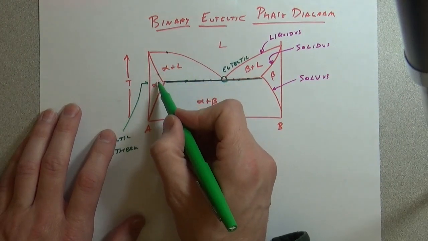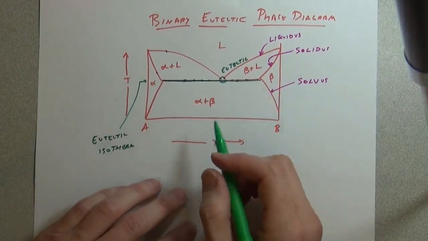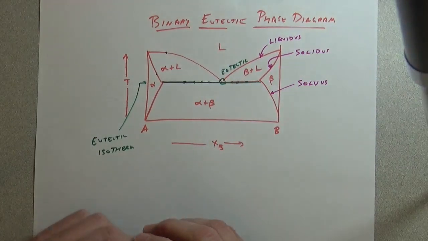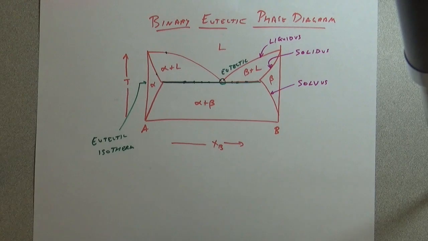In contrast, anywhere here, you're going to have two phases. You have alpha plus liquid. Here, alpha plus liquid. But that makes something that makes the eutectic special. So let's look at some cooling paths.